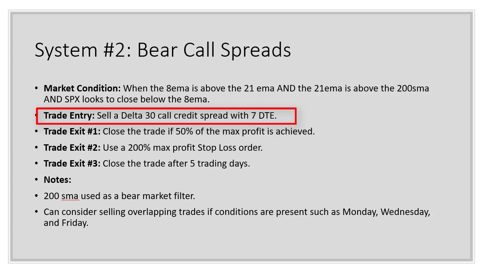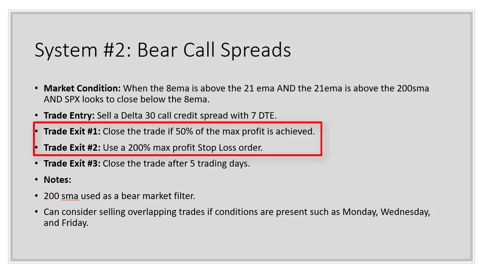We're going to close the trade if we reach 50% of the max profit. So again, let's say we sell the spread for $1. Once the spread loses value down to 50 cents, we would buy it back for 50 cents. That's 50% of the max profit.